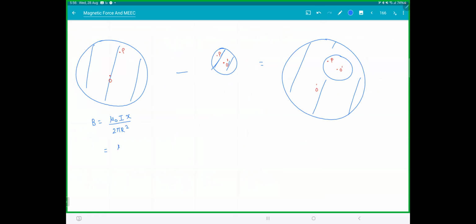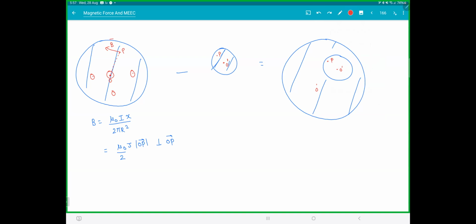Then this would be mu naught by 2, I by pi r square is J, and that x is nothing but the magnitude of OP bar. Now remember, the field is perpendicular to OP bar, that is a catch. So the magnitude depends on the OP distance, but the field is this way. I'm assuming the current is coming out of the plane. So the field's magnitude is this, but the direction is perpendicular to OP bar.